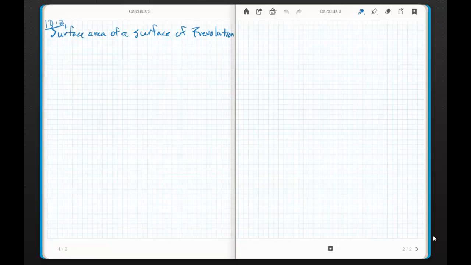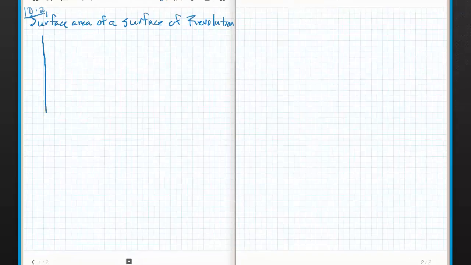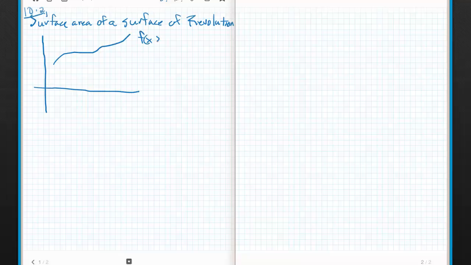Welcome back. We're going to talk about surface areas of a surface of revolution today. It's out of 10.2 in the text. So just to give you a brief idea what we're talking about, let's say that I have a function, and like before, let's just let this guy be f of x on a closed interval from a to b.